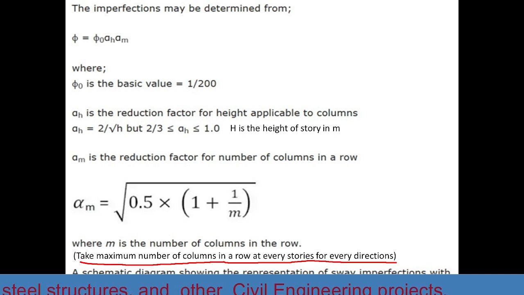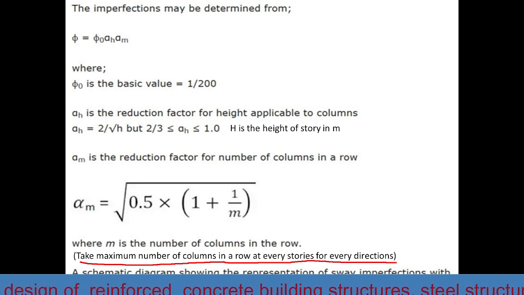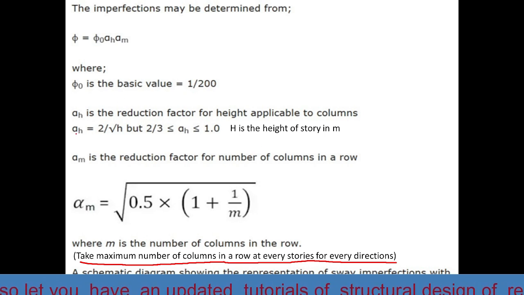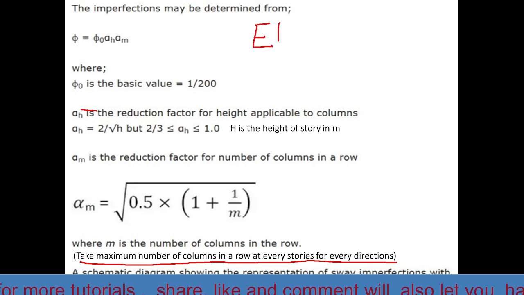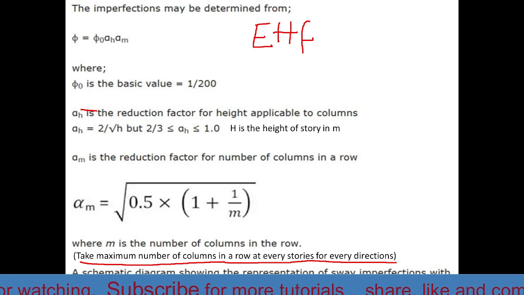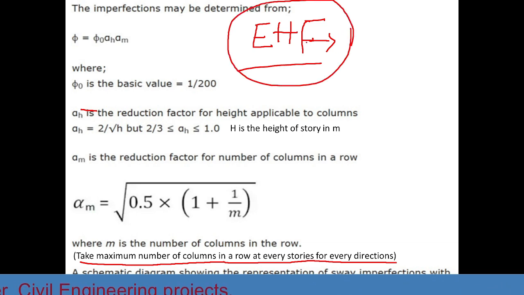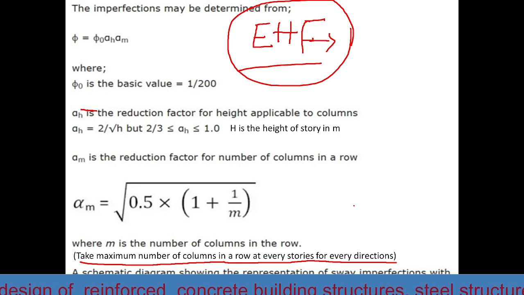A schematic diagram showing the representation of sway imperfection with equivalent horizontal load is shown below. The imperfection problem will be represented by equivalent horizontal forces. The problem of imperfection will be accounted for by applying the equivalent horizontal forces to the center of mass of our building at every specified floor.